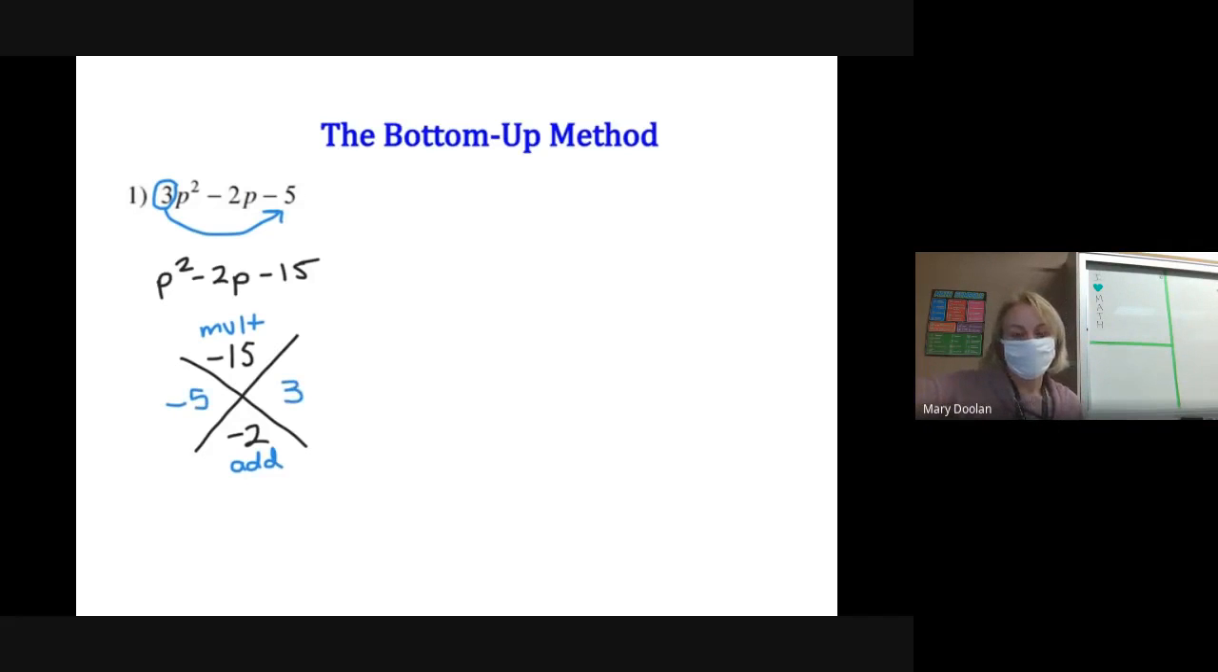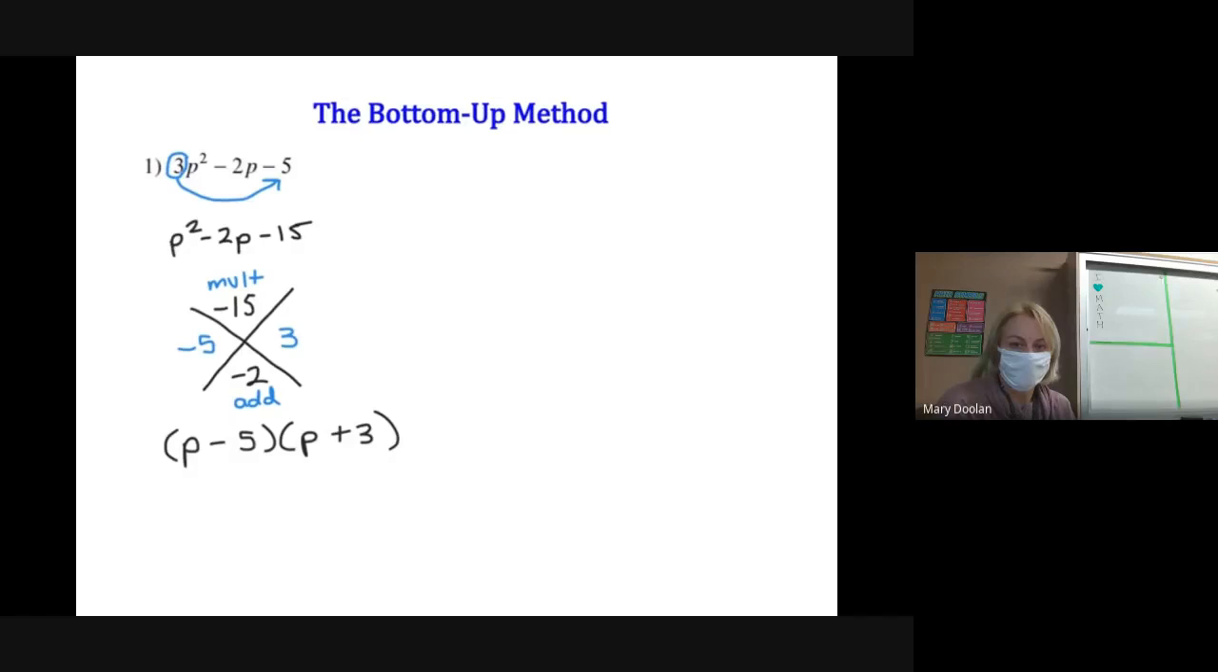Those are the only two numbers that work. In fact, you can't even say positive 5 and negative 3 because that would not add up to negative 2. So those are the only two numbers, and those are going to be part of our factors. So now I can write p minus 5 times p plus 3. But now there's one extra step, and this is the step that you absolutely cannot forget. Whatever number you multiplied at the beginning, we're now going to divide it out here and here.